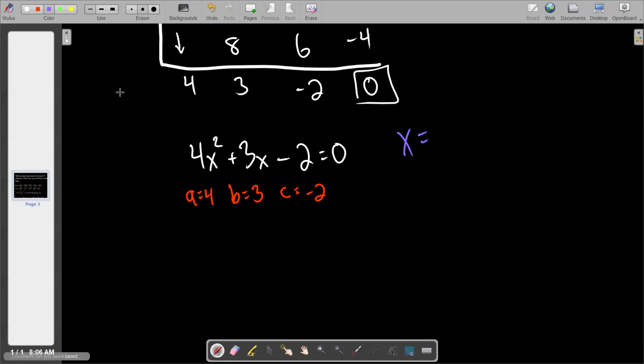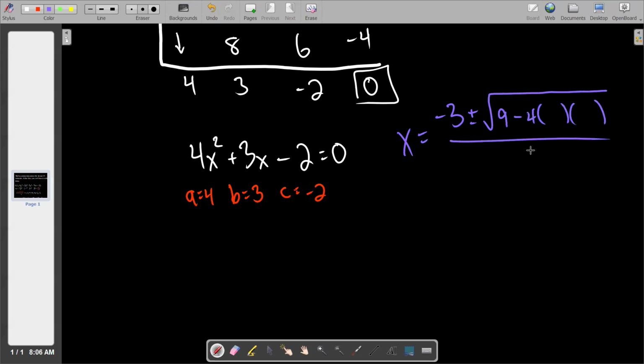What's the first thing going to be? Square root of 9 minus 4. Thank you for that. Perfect. And then all divided by 8. Thank you. And then in the two blanks that I made, go A and C, which are in this case 4 and negative 2. What is the inside of the square root actually going to say? You guys are really good at this. 9 plus 32, which is 41.